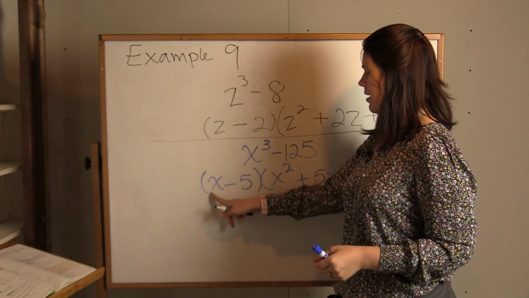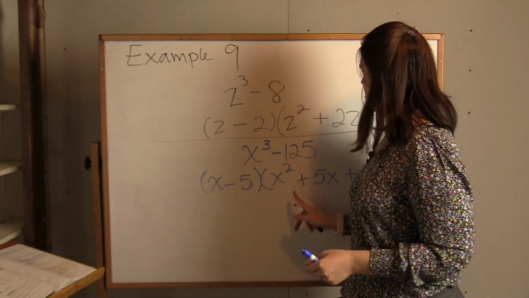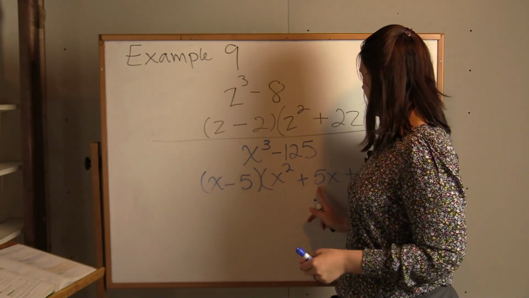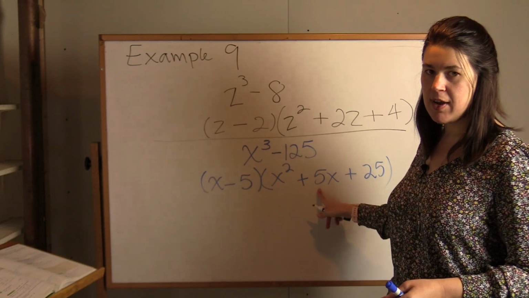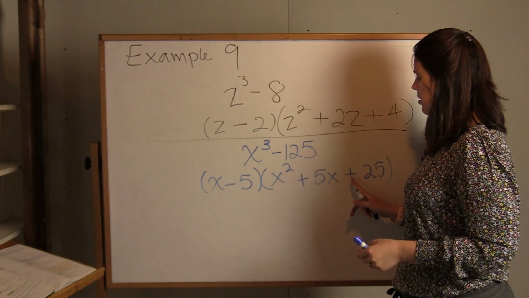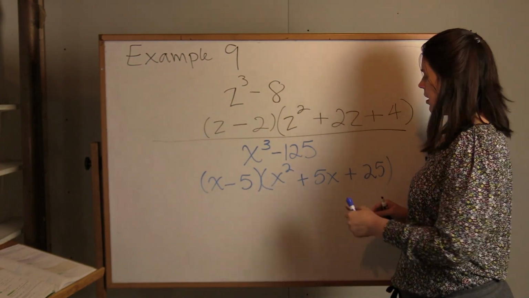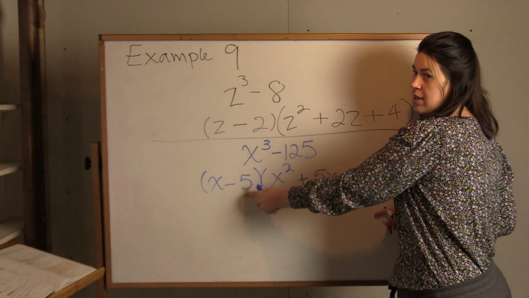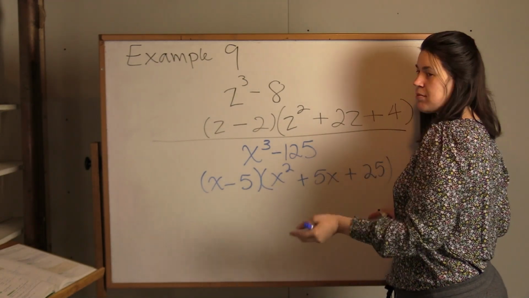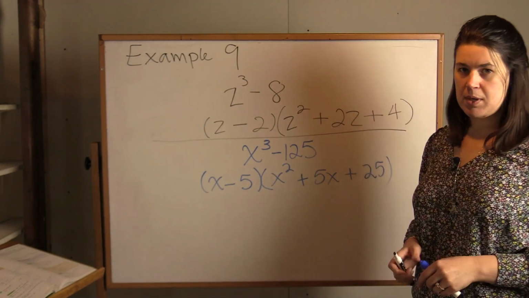Then this and this multiplied. So x times 5, I put the coefficient first, 5x. Then this is always plus, and then this squared, the second term squared. 5 squared, 5 times 5 is 25.